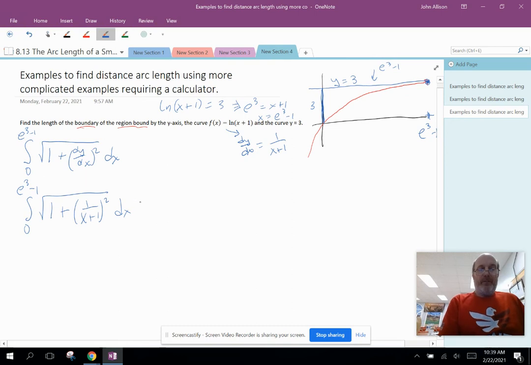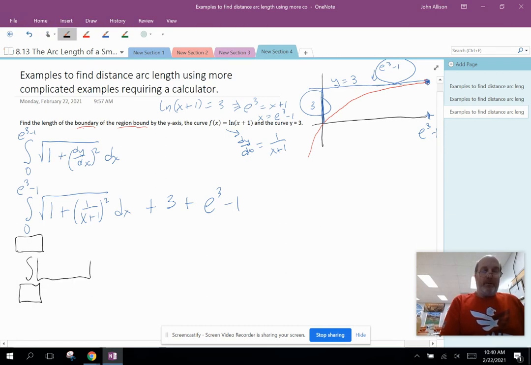Okay? And so that's going to be this plus 3 plus the e to the third minus 1. That's going to make up the length of the boundary of the region. When I enter this in the calculator, math 9 gives me the box here for the lower limit, box here for the upper limit, box here for the integrand, and box here for the variable of integration.